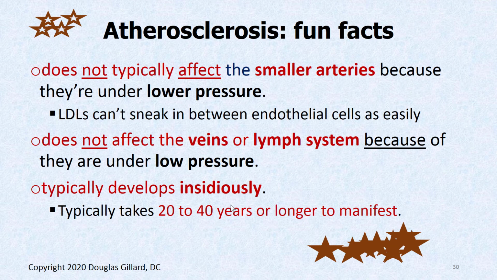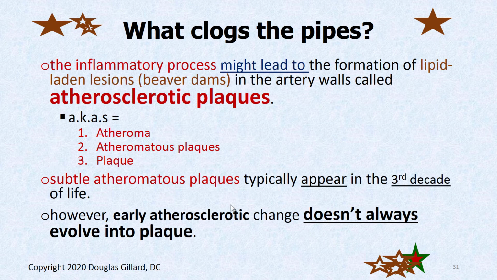It's a high pressure phenomenon, so you don't see it in the smaller arteries. There's not enough pressure. The whole process is driven by LDLs sneaking between endothelial cells and getting underneath the endothelium and sparking an inflammation process. And so you have to have really high pressure to do that. So therefore, this process doesn't usually occur in the veins or in the lymph system. And it could take 20, 30, 40 years to manifest as a heart attack or a stroke or angina or a TIA.